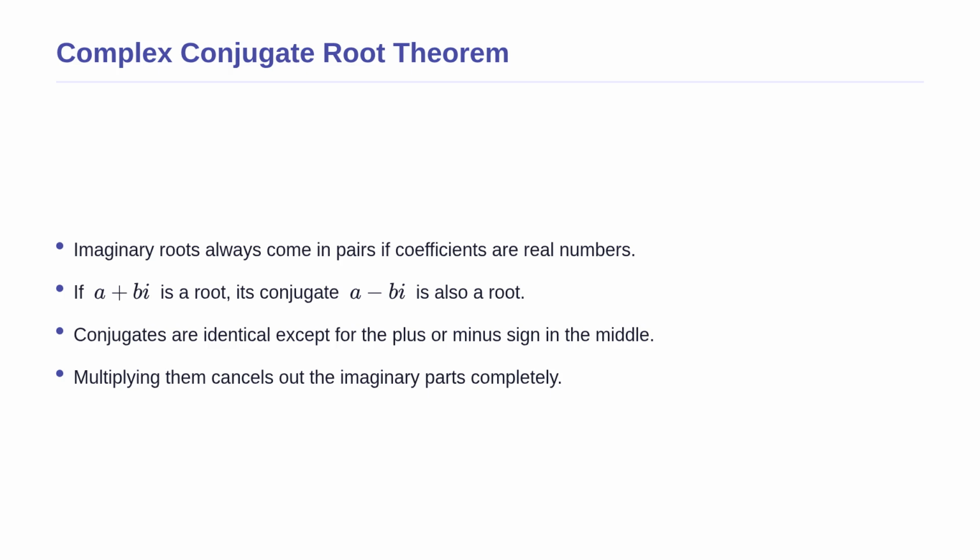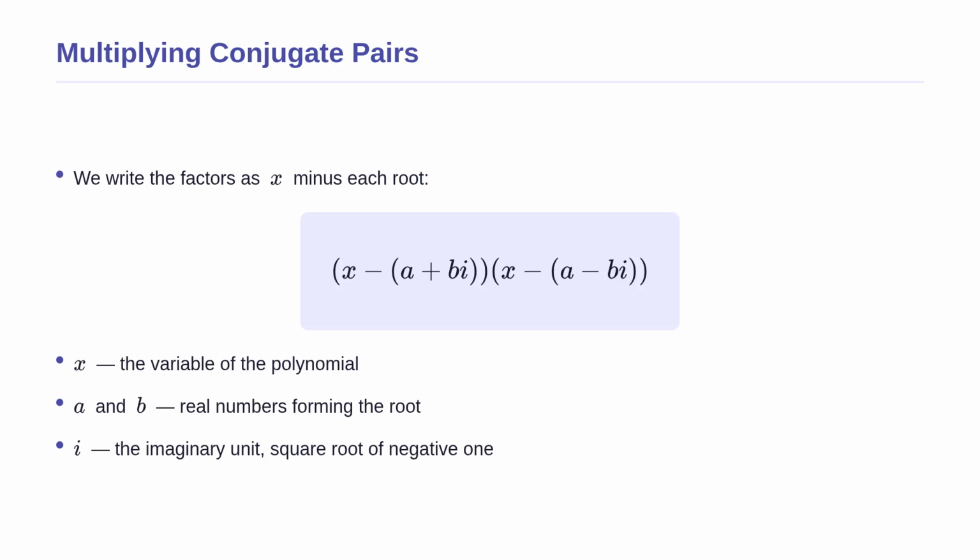These pairs are called complex conjugates. They are mirror images where the imaginary part flips its sign. They must appear together so their imaginary parts cancel out during multiplication. This concept leads us to the mathematical setup for multiplying these conjugate pairs.